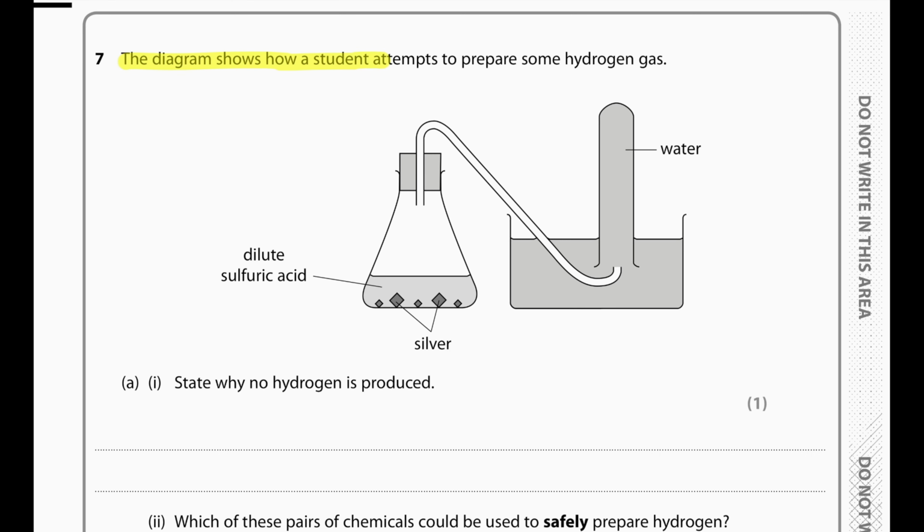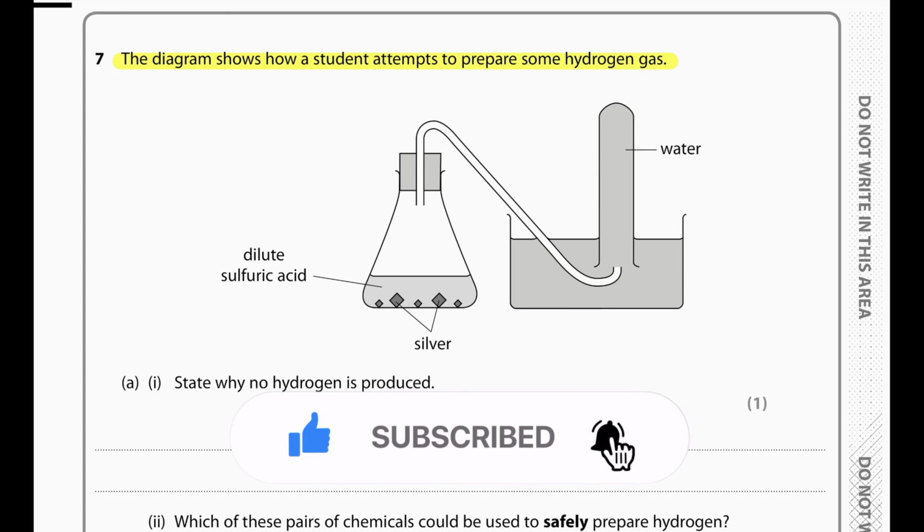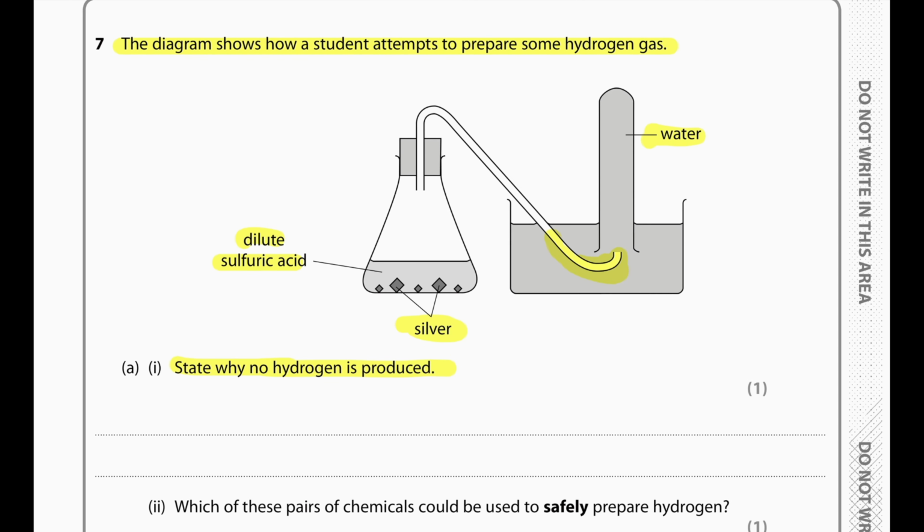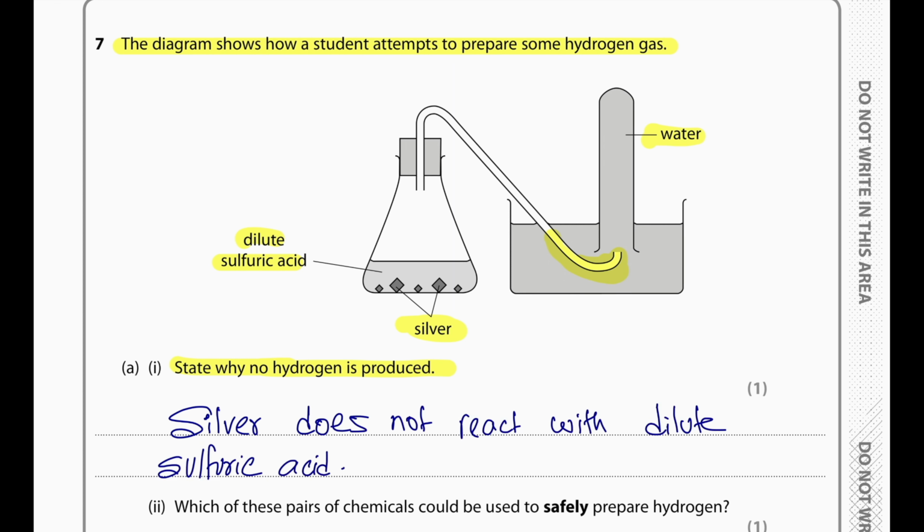The diagram shows how a student attempts to prepare some hydrogen gas. Dilute sulfuric acid is added to silver and the hydrogen gas will be collected over water. State why no hydrogen is produced. Silver is very unreactive, so silver does not react with dilute sulfuric acid.